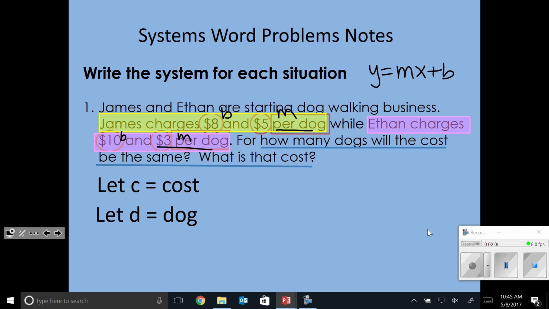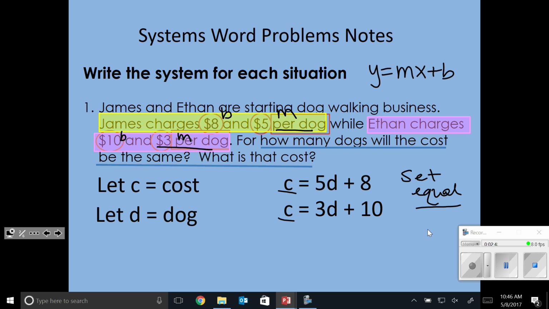So now let's write the equation for James. So we have M for 5 and B is 8. So we have the cost is $5 per dog plus the $8 fee. That's what the cost will be. Try to write Ethan's equation for his cost. So you'll start with cost equals... you should have written cost equals 3 dogs plus the $10 fee. And because both of these are equal to C, you can just set them equal to each other. And that will give you the C and the D for dogs.